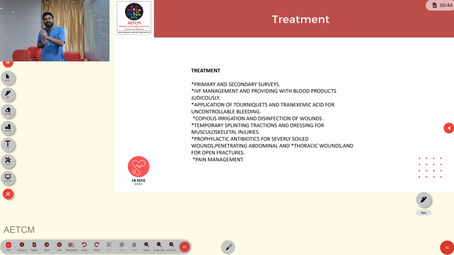Temporary splinting and traction are needed in musculoskeletal injuries. Also, prophylactic antibiotics need to be considered. Another mainstay in the treatment is pain management.